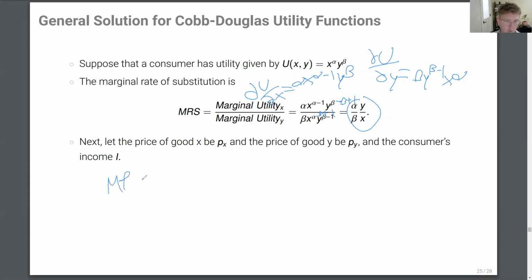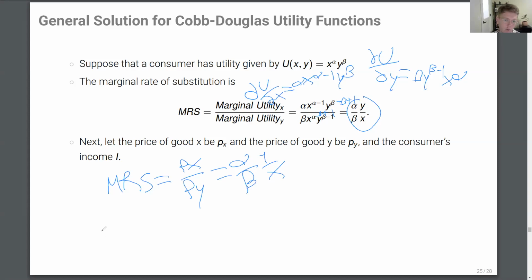Recall that the optimal rule was that the MRS is going to be equal to the price of good 1 over the price of good 2, or PX over PY. And so then the optimal consumption rule is going to be that alpha over beta times X over Y is equal to PX over PY. Okay, so this is great. This gets us some part of the way there. But now what we want to do is solve for X and Y alone.